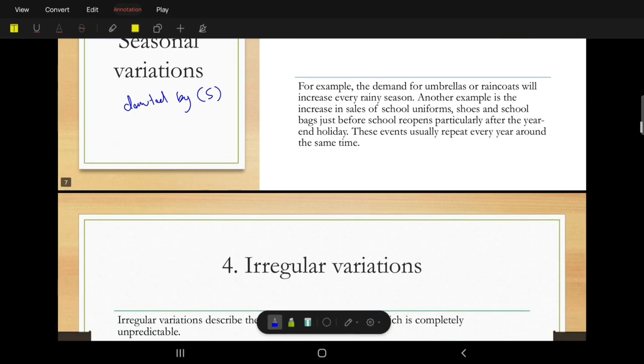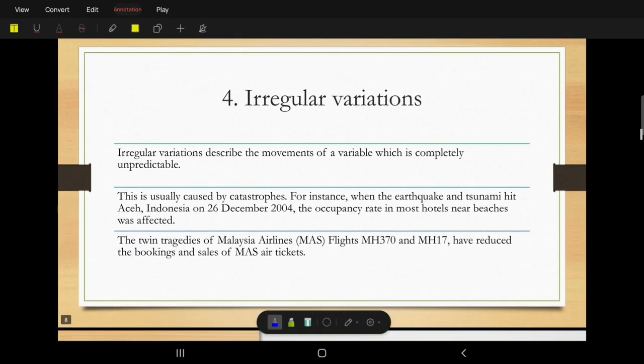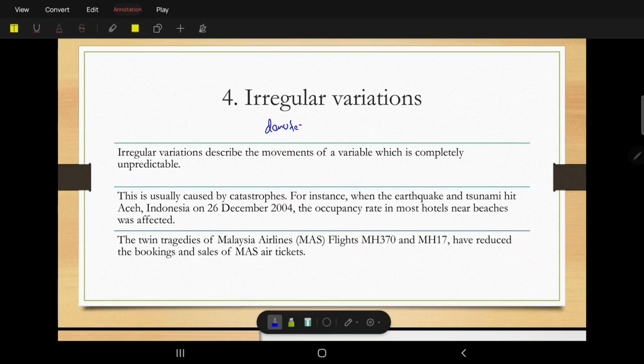Alright, and then last one, irregular variations. Irregular variations denoted by symbol I. Irregular variations or random variation. What is irregular variation? It describes the movement of a variable which is completely unpredictable. Contoh sekarang ni COVID-19, it is unpredictable, right? Nobody expect this happen.